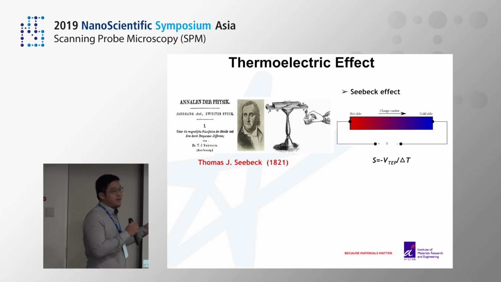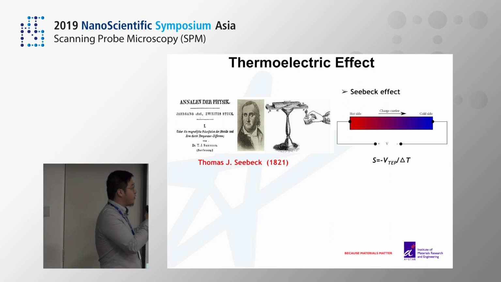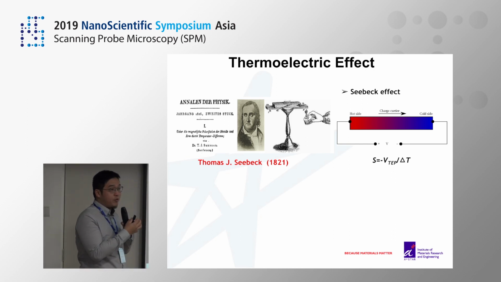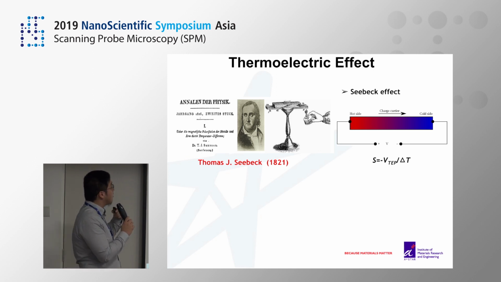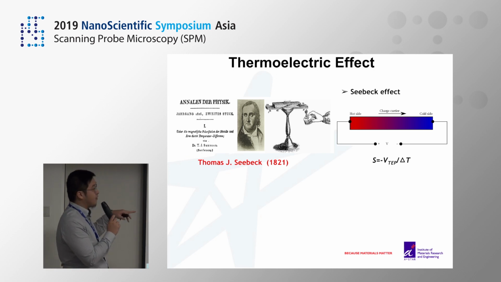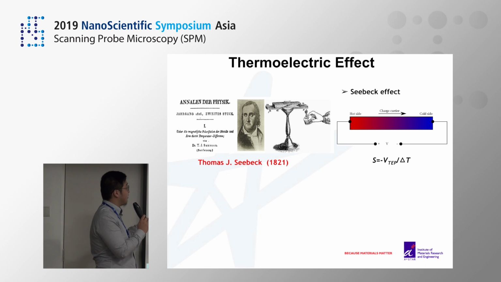Thomas Johann Seebeck found that when we apply a temperature gradient along a material, it will also create a voltage drop in the material. At the microscopic level, the charge carriers will diffuse from the hot side to the cold side, driven by this temperature gradient. The chemical potential of the charge carriers is also modified by the temperature gradient, so you can create an electrical potential along the material.